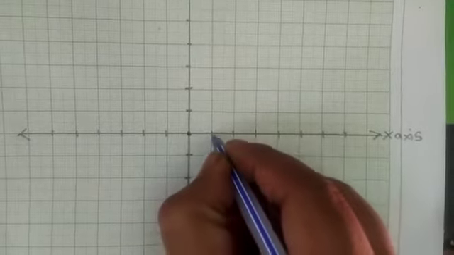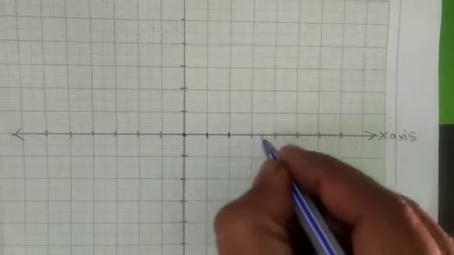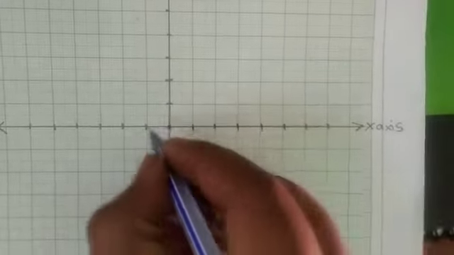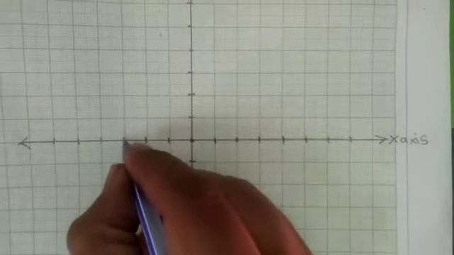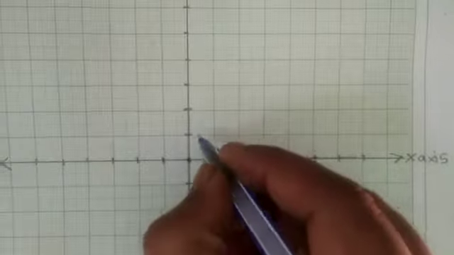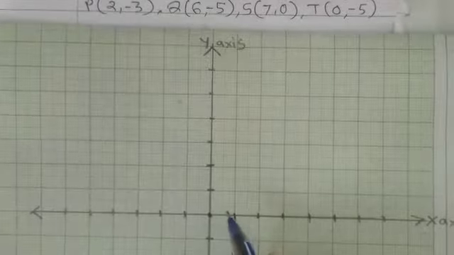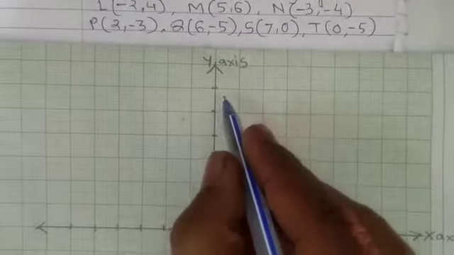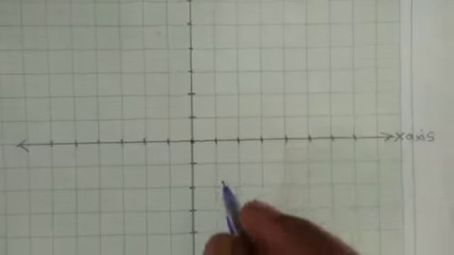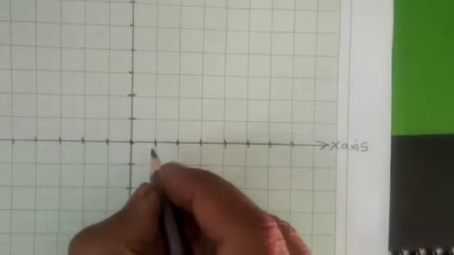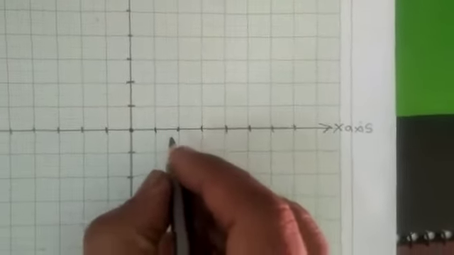Now just mark 1 centimeter on both sides of the x-axis. Okay, 1 centimeter, just like this. And 1 centimeter on the y-axis, upper and lower side. Upper side and lower side. Now just give the marking. After the marking, just give the names.